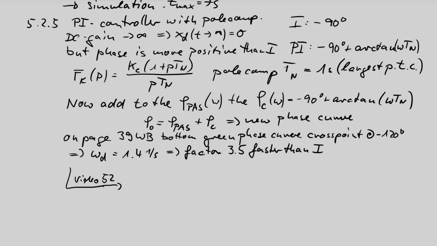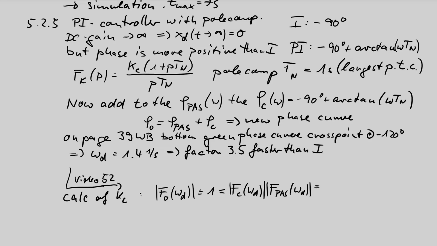Now, what is missing in this chapter of the PI controller is the calculation of Kc. Of course, we again use the second Nyquist equation. Total open loop gain at omega d must be 1, and we should now write down the parts of our magnitude. We have the controller magnitude and we have the process magnitude, both values at omega d. This must be 1.